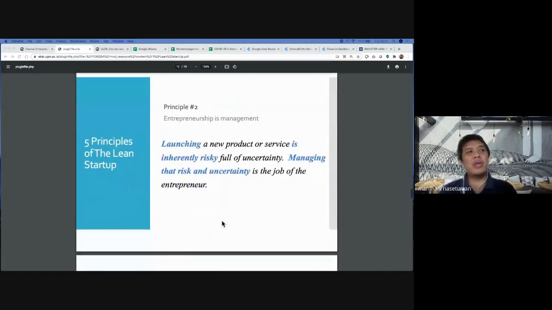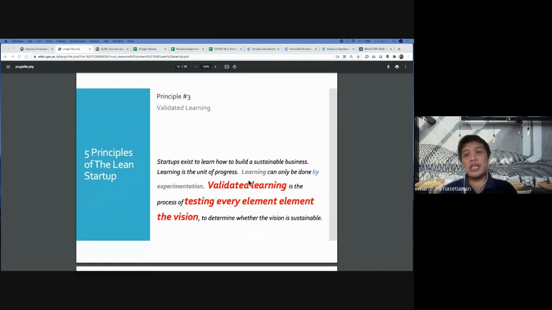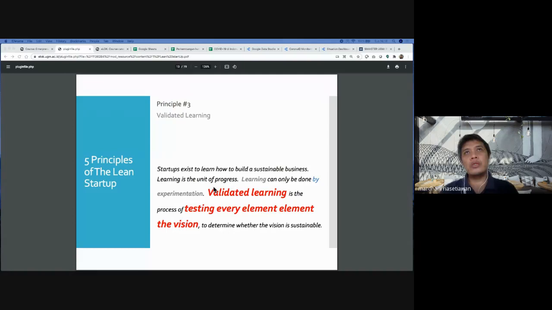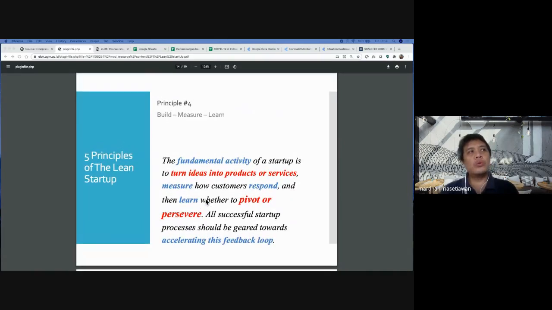The second is about management. We need to manage the risk, not avoid the risk. And then the third is validated learning. Like us as humans, every day we need to have a learning path, to see what happens around us and form a perspective on it. We learn from failures and from successes, from someone else's failures, and also from the successes of other persons. So that was the important thing, and then we also need to focus more on responding to feedback.